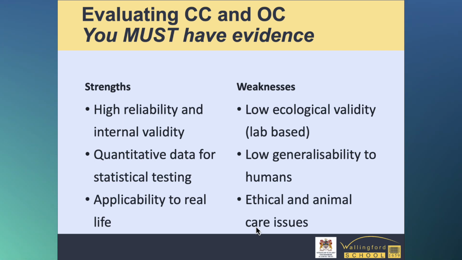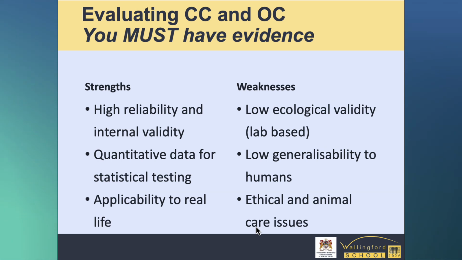Overall, you need to make sure that for both classical and operant, you must have evidence. And I've got a very basic summary here of the main elements that you might look for. Both of them have high reliability and internal validity. They're very, very strong lab experiments. They can be repeated a lot and you get the same results. They both generate quantitative data that you can analyze without it being particularly subjective. So it's a very objective type of data. And there are applications to real life in both classical and operant.